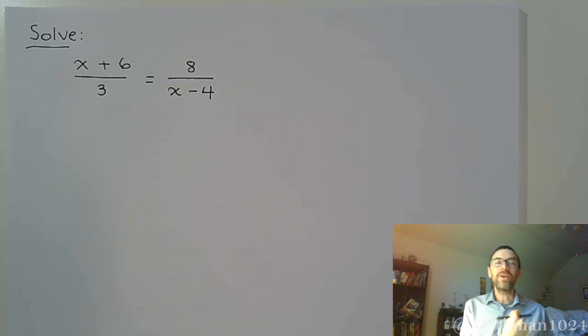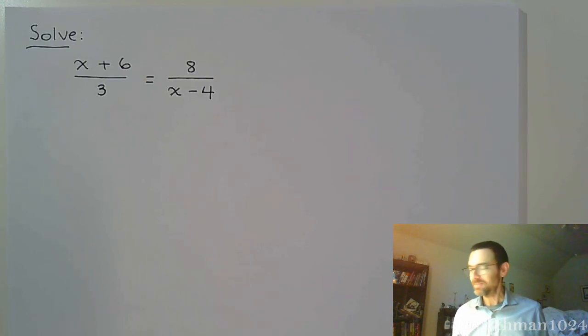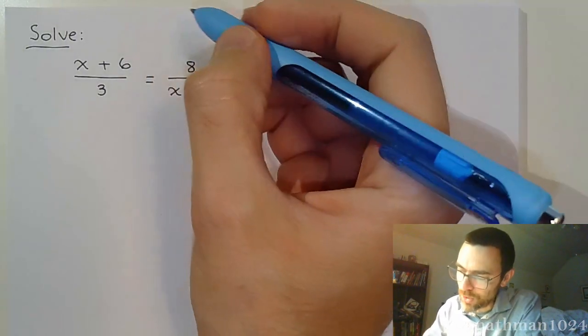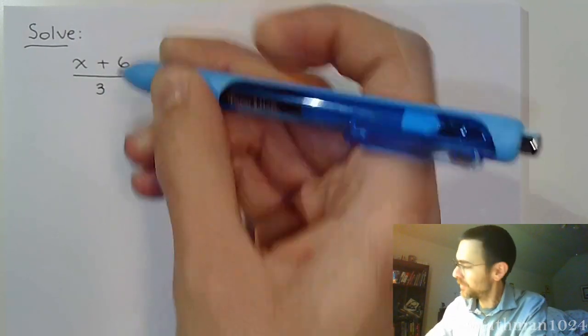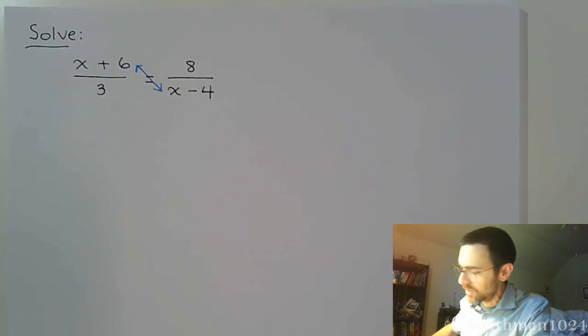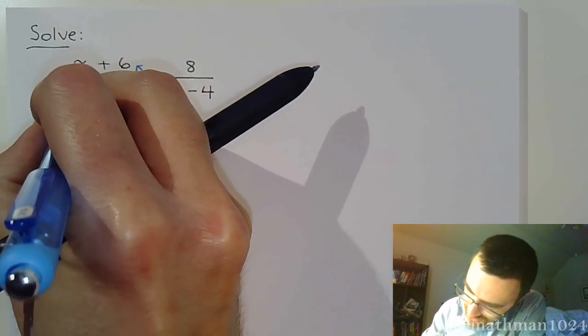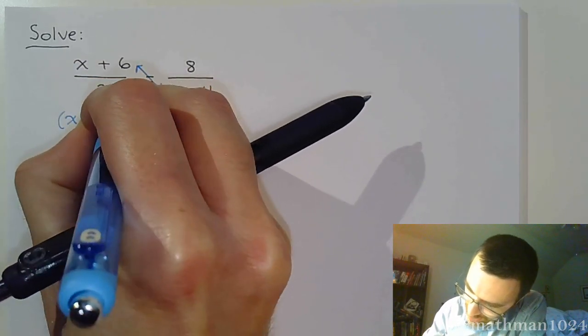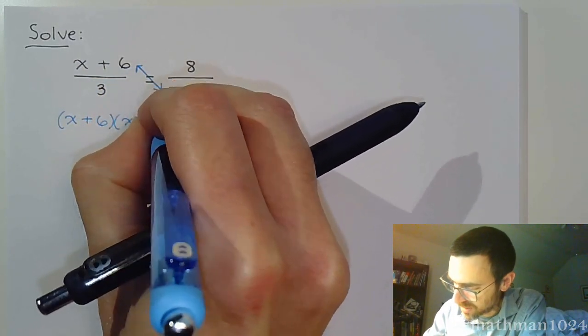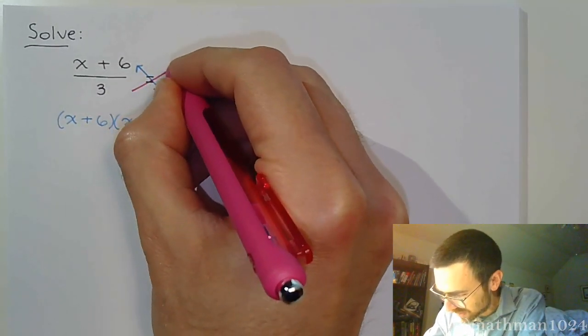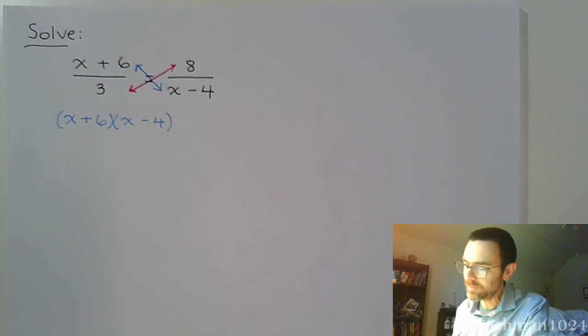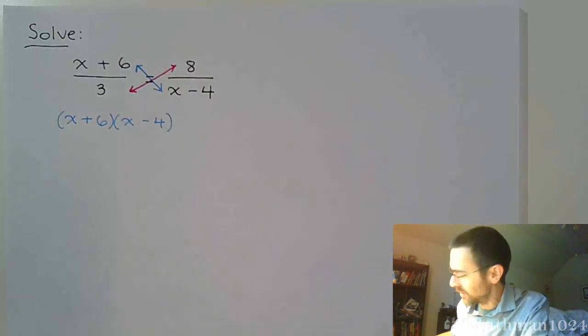All right, so let's take this guy right here. Another proportion. Quadratic equations. Oh, are you looking ahead? Advanced math? Whenever I recognize that I have a proportion, I want to set the cross products equal. So the cross product for x plus 6 times x minus 4 is supposed to equal the other cross product of 3 times 8.